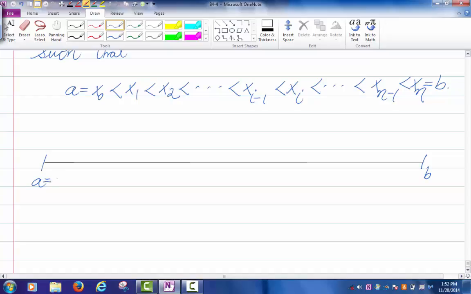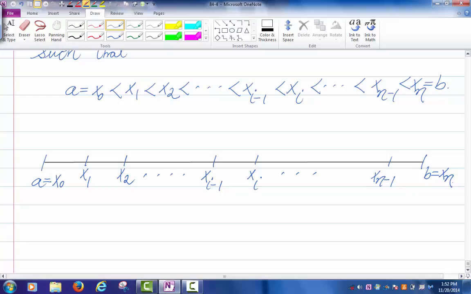Remember, A is always the first partition point x0, and then I have the partition point x1, and x2, it would be on the right side of x1 because x2 is bigger than x1. So you keep going, and at some point you'll have some xi minus 1 and xi, and then you keep going again until you get the last one, which is xn minus 1, and remember B is xn.